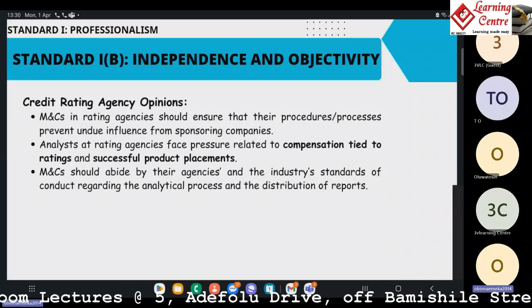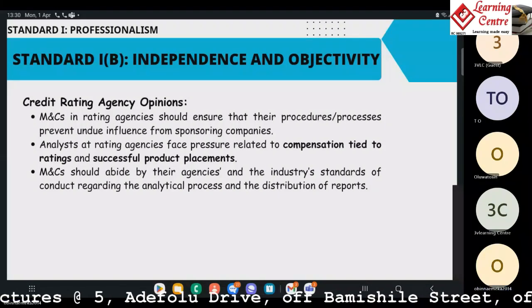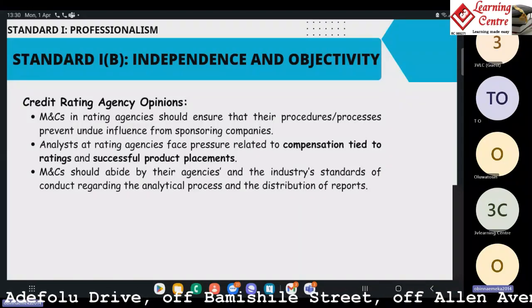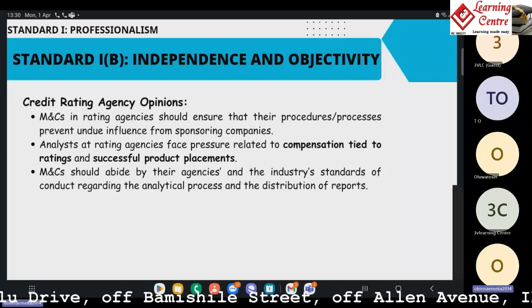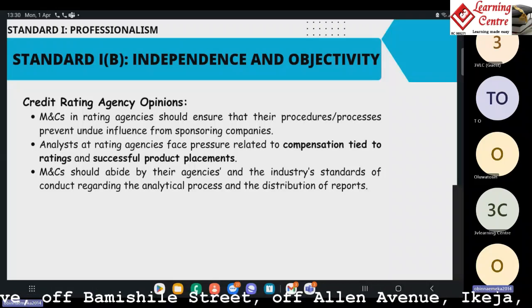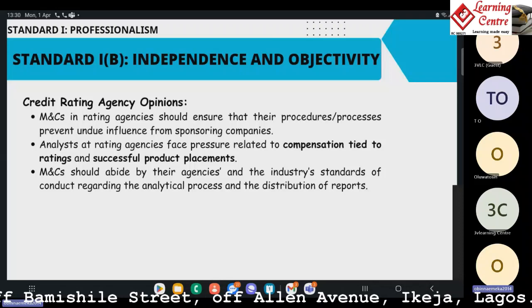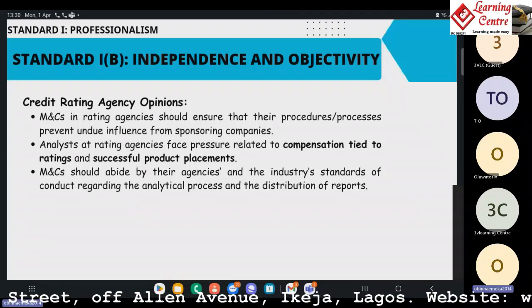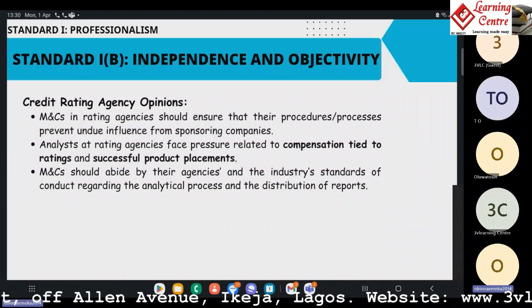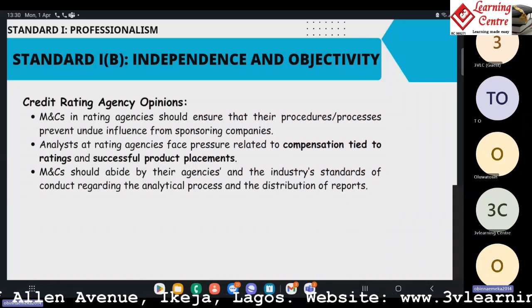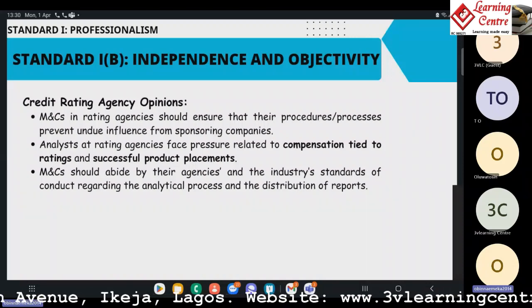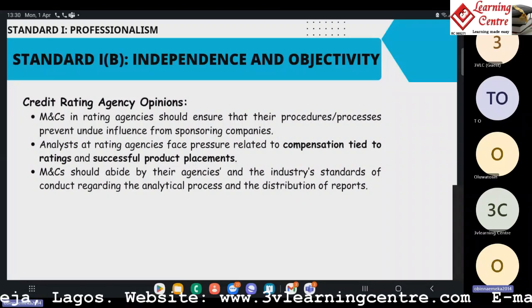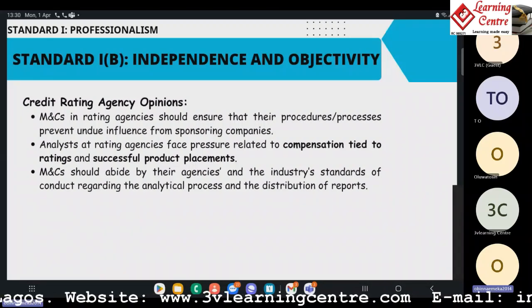If you're an analyst, you might face pressure related to your compensation being tied to the rating. If whatever you are going to receive is tied to the rating you are putting on the company, it can create a problem for your independence and objectivity, because the better the rating you give the company, the better the compensation you get. There is a high chance that this compensation structure might create a conflict of interest for you.